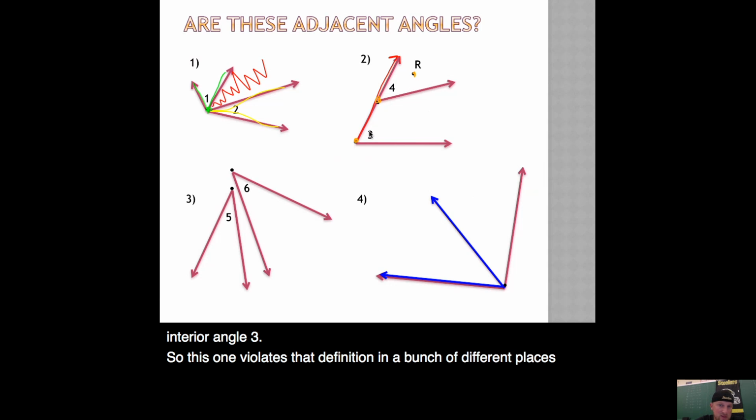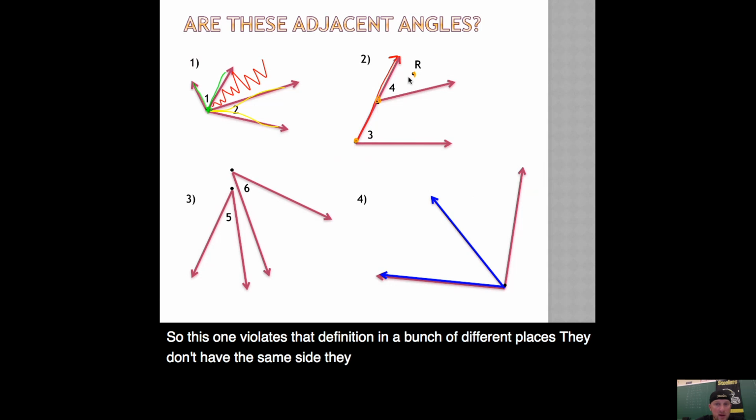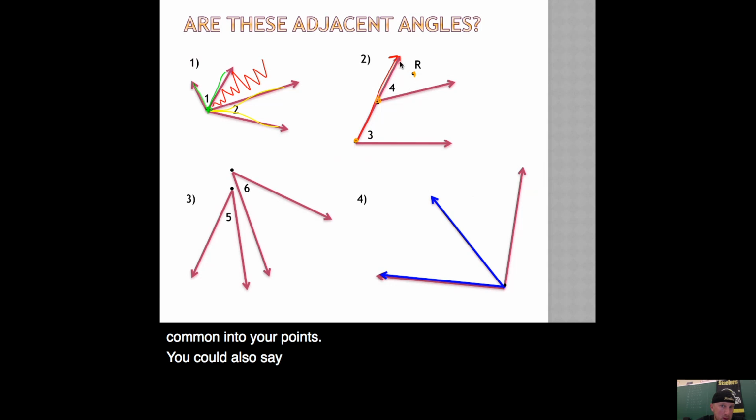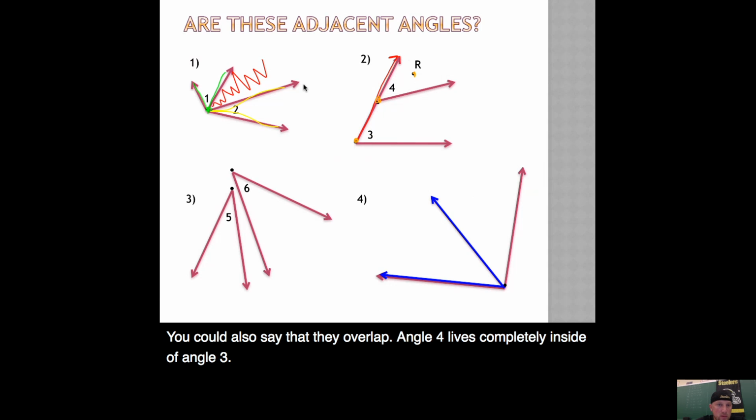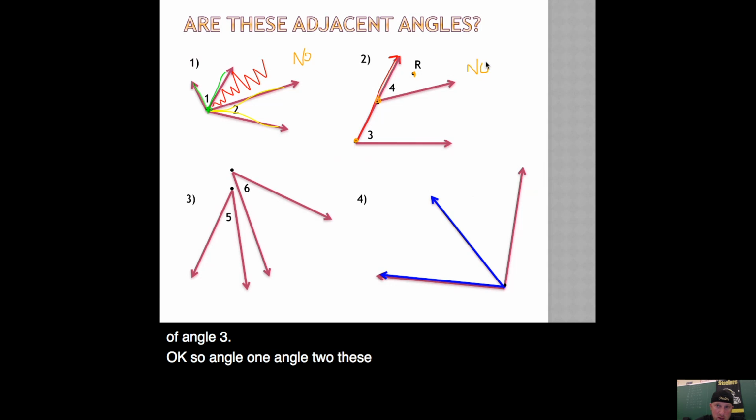They don't have the same side. They don't have the same vertex. They have common interior points. You could also say that they overlap. Angle 4 lives completely inside of angle 3. Okay, so angle 3 and angle 4, these are not adjacent angles.